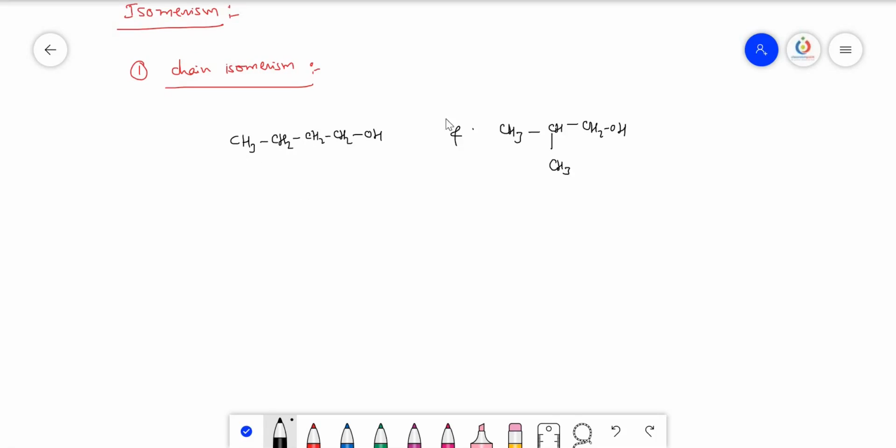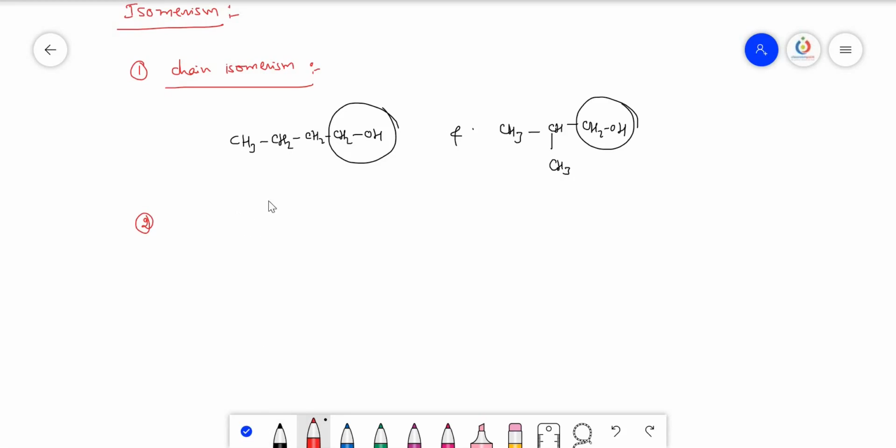So in these two cases, molecular formula and number of carbon atoms are the same. Four carbon atoms, hydrogens, OH, everything is same. But here you can see the OH group is connected to the CH2 group. Here also the OH group is connected to a CH2 group. Means no change in this one. But these two compounds differ only in their chain structure. Hence these are called chain isomers.